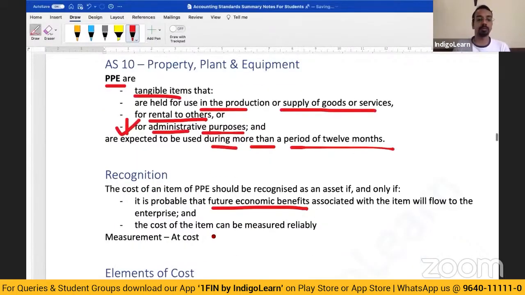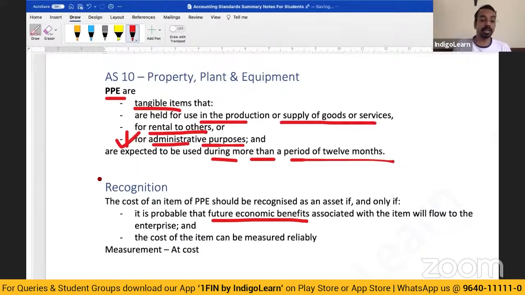Now, the next thing is recognition. Recognition means, when do you pass the entry in the books of account? When do you bring this item of property, plant and equipment into your books of accounts? Okay. Now you should bring this item of PPE. So the cost of an item of PPE should be recognized as an asset if and only if, means two conditions to be satisfied compulsorily.